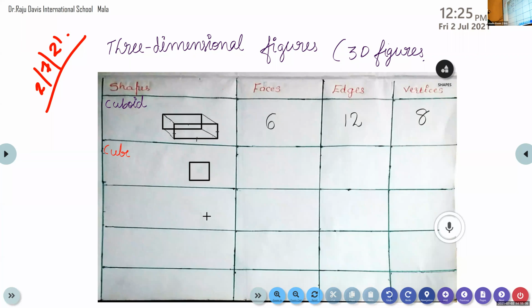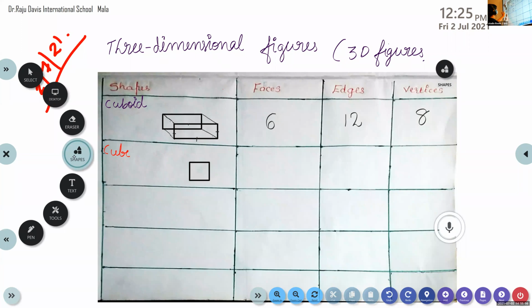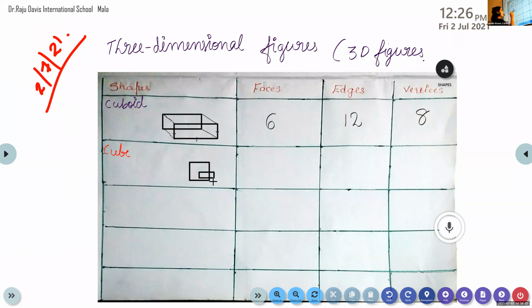Ma'am, we did not complete the drawing. Which one, cube or cuboid? Cube we did not finish drawing. Okay, I'll give you time. So first draw a square. After that, almost from the center of this square, one more square.